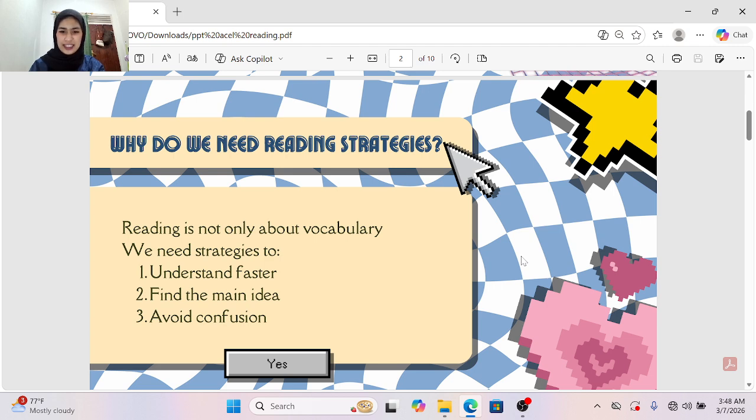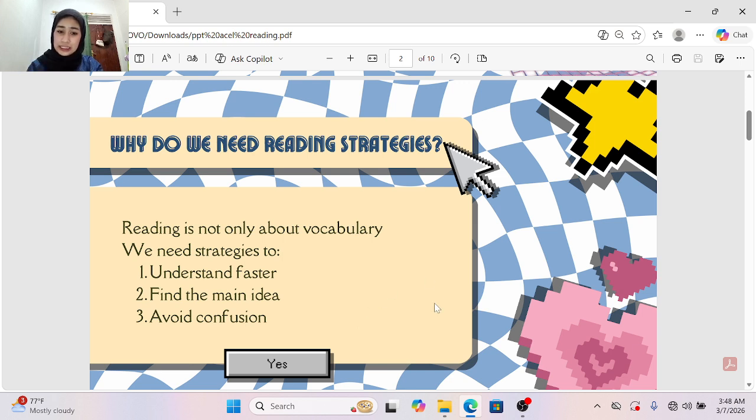And the next slide is, why do we need reading strategies? Reading is not only about understanding vocabulary. Sometimes we understand many words, but we still do not understand the main idea of the text. Because of that, we need reading strategies. Reading strategies help us understand the text faster, find the main idea, and avoid confusion when reading. So, these strategies make reading more effective.